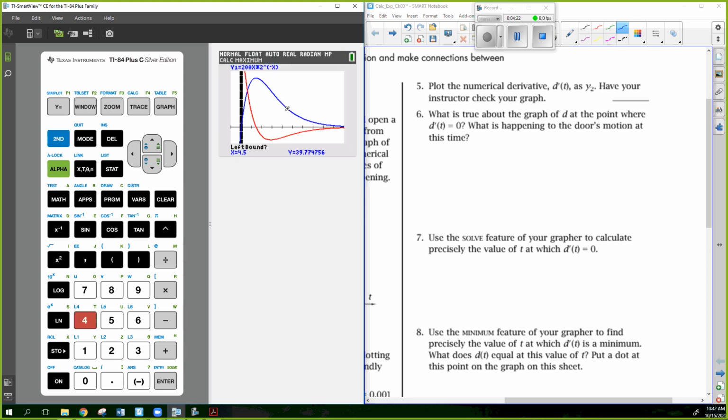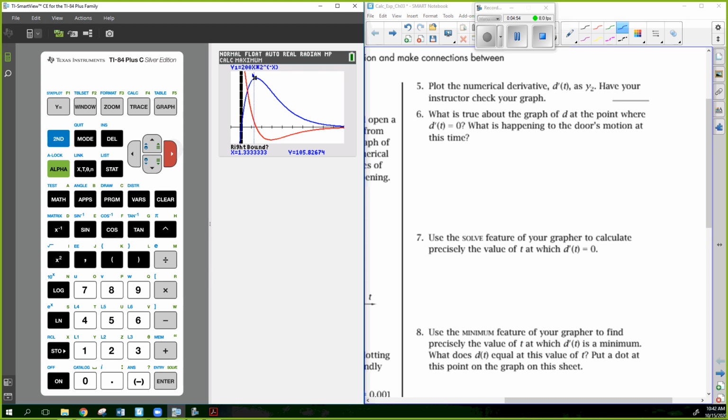Okay, and then a blinker shows up, right? And then it asks you at the bottom for a left bound. So that means you have to move the arrow to the left. Make sure you're on the blue graph, by the way. If not, you can use the up and down arrows and it'll jump to the other graph. All right, but you need to be on the left of where you think the maximum is. And then hit enter. Okay? Then you go to the right. Then it asks you for a guess on the right.